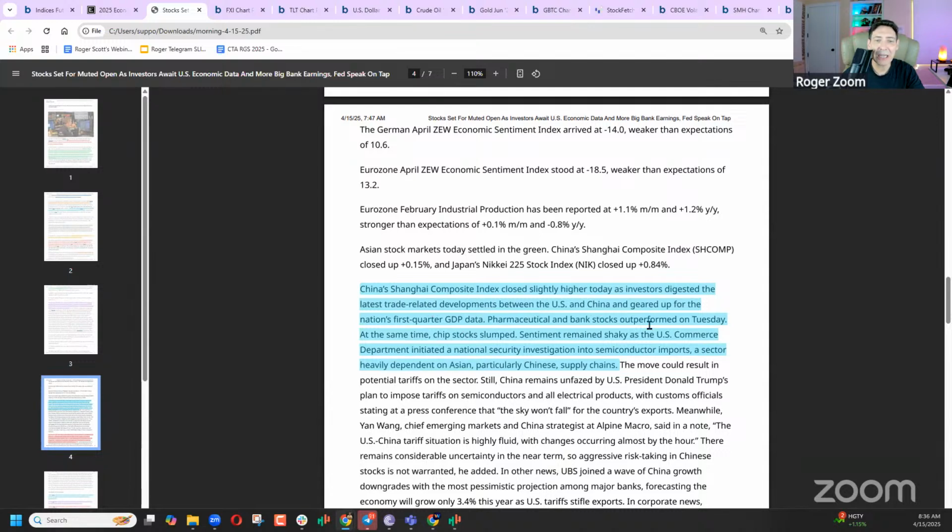Sentiment remained shaky as the U.S. Commerce Department initiated a national security investigation into semiconductor imports. That's going to be great. A sector heavily dependent on Asia, particularly China. Ay, ay, ay.